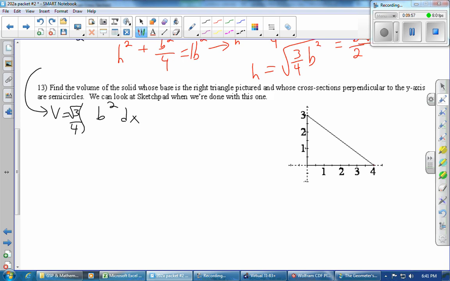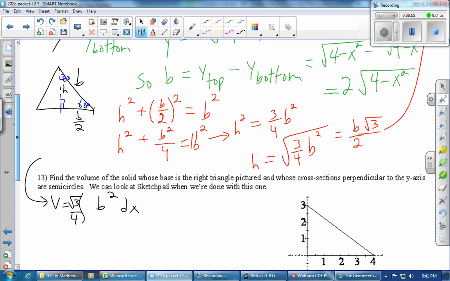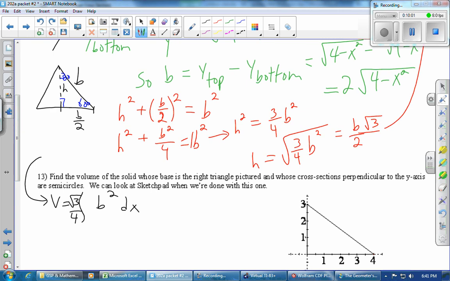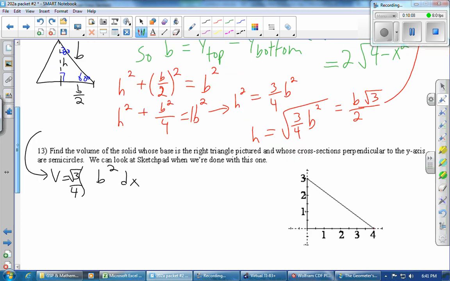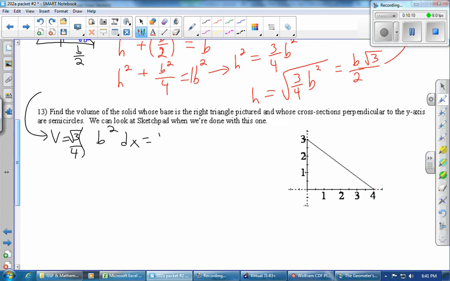Okay, and now we're ready to replace the b with the x's, which is that bottom green thing there. We realized that b was equal to 2 root 4 minus x squared. So let's put that in here. Root 3 over 4, integral, we said it was 2 root 4 minus x squared. That was b, but b is getting squared, so it all gets squared.